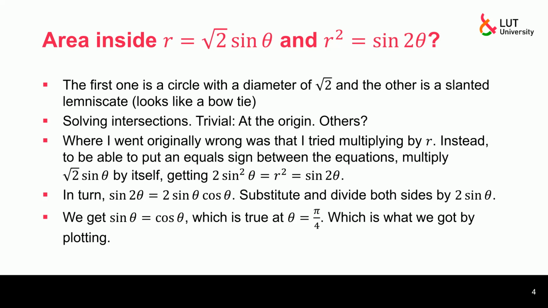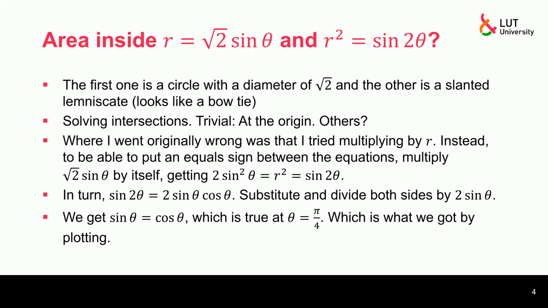Anyway, area inside r equals this circle with a diameter of square root of 2, and this lemniscate. A lemniscate is a bow tie looking thing, but now we're using a sine, so it's a bit slanted. First we solve the intersections. The technically trivial one is the origin, but remember, different curves can go to the origin at different angles, so you need to check all of those.